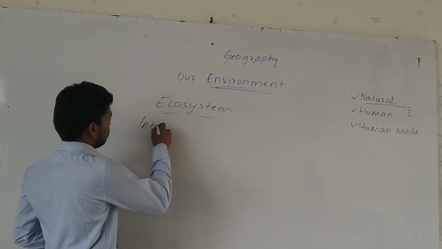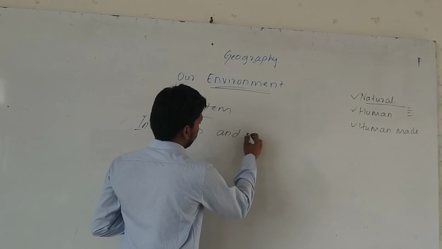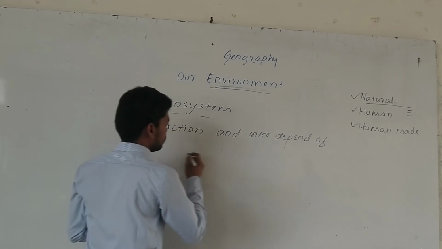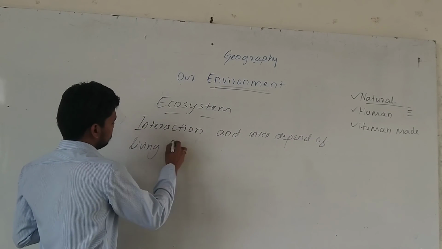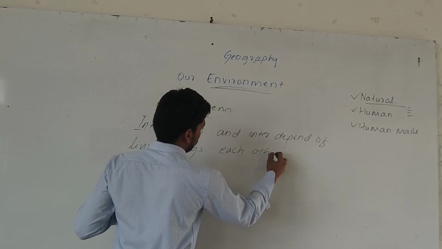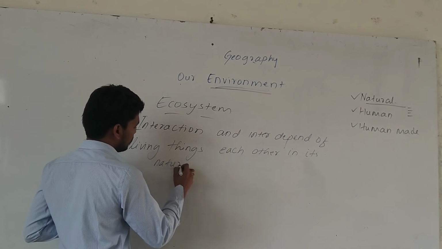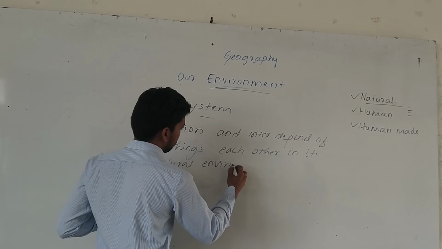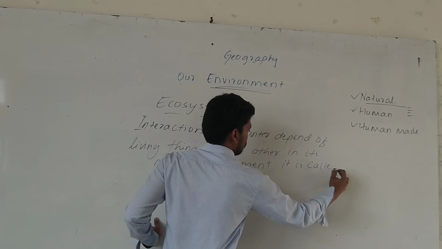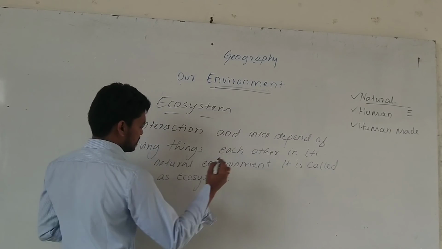Interaction and interdependence of living things, each other, in its natural environment. It is called an ecosystem. Right, this is the last concept.